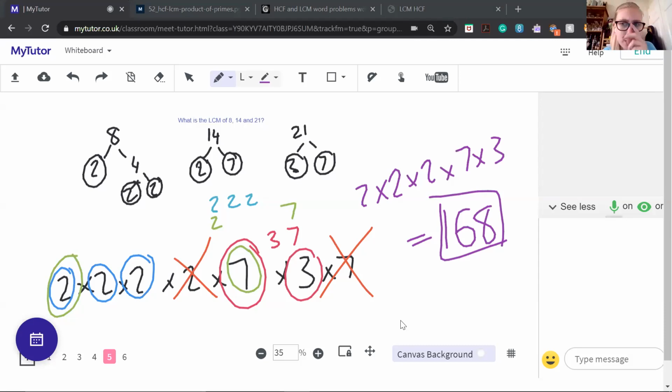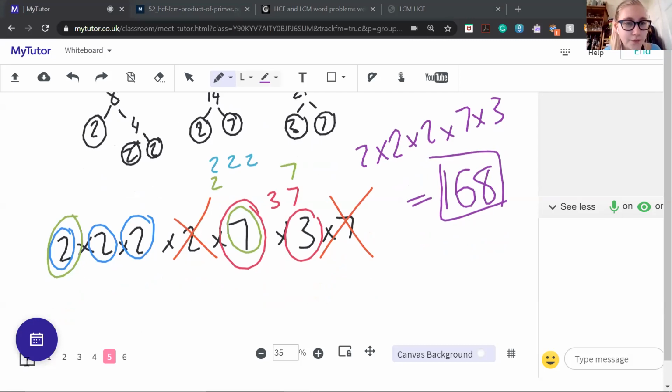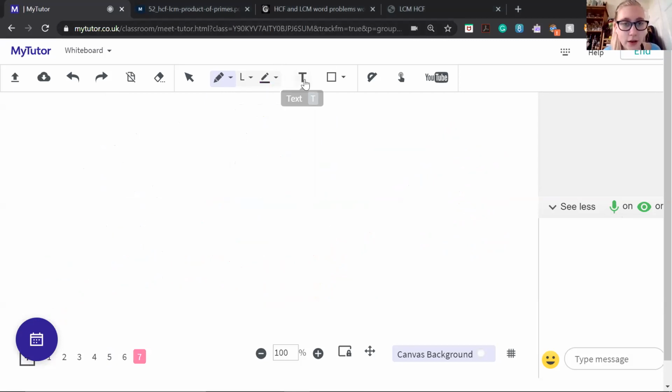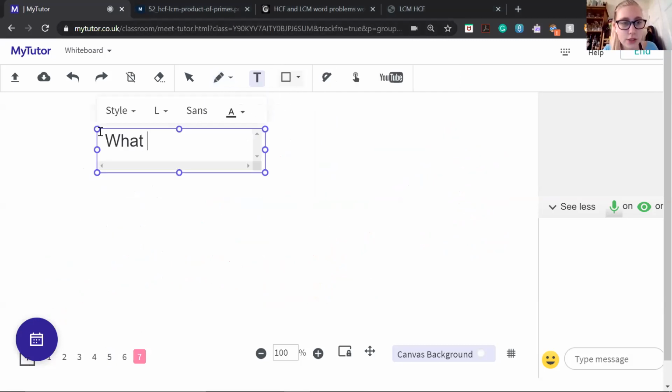I've got 5 minutes, so I'm going to do 1 highest common factor with 3 numbers and then a word question for lowest common multiple. And that's what's been asked for. So let's see. Right. What is the highest common factor of?